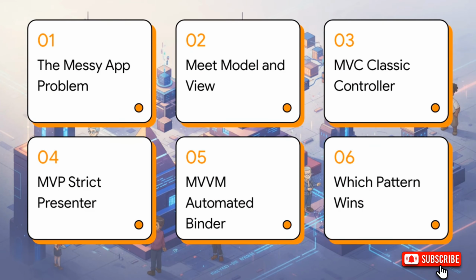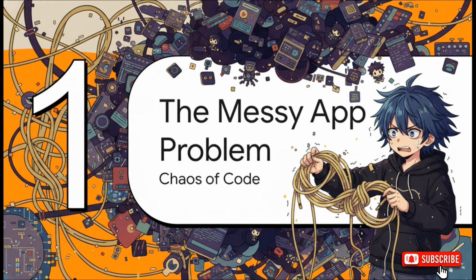So here's our roadmap for today. First, we'll look at the messy app problem. Then, we'll meet model and view. Third, MVC, the classic controller. Fourth, MVP, the strict presenter. Fifth, MVVM, the automated binder. And finally, number 6, which pattern wins? Okay, let's dive right into this.